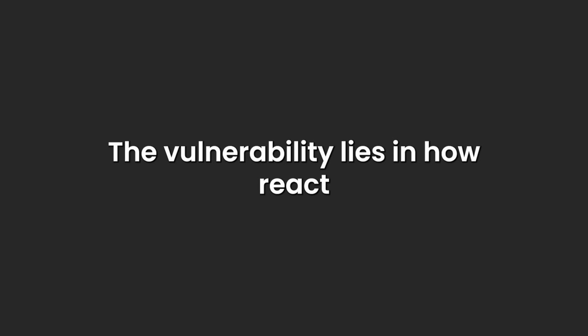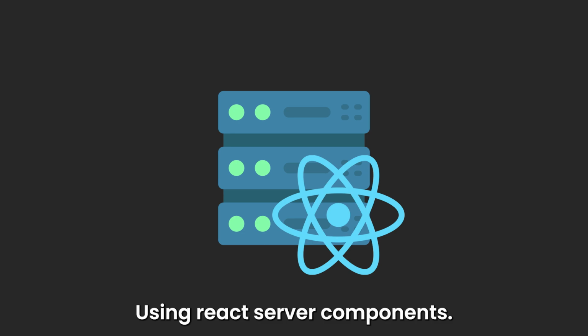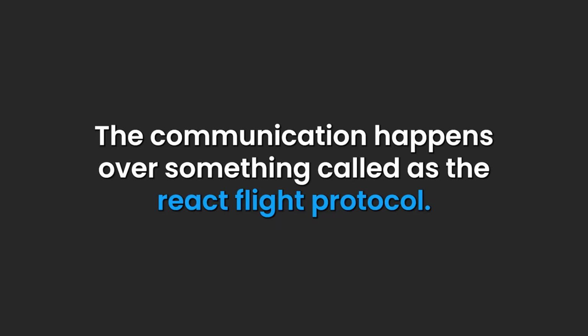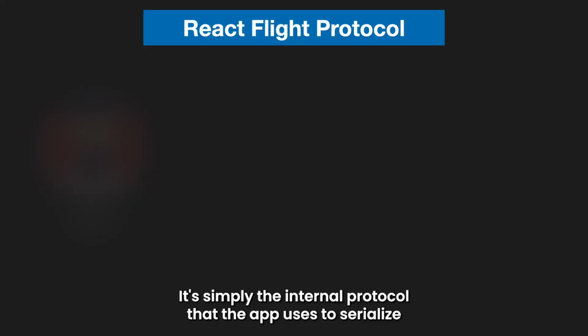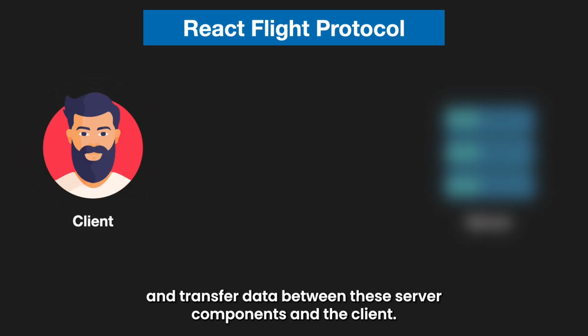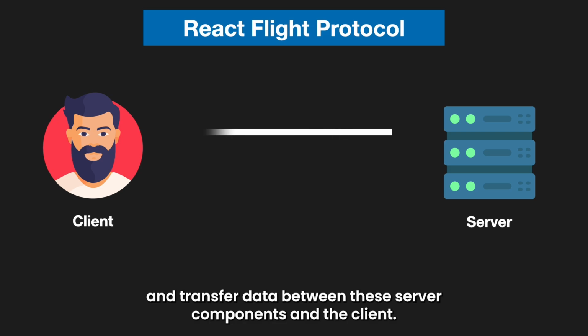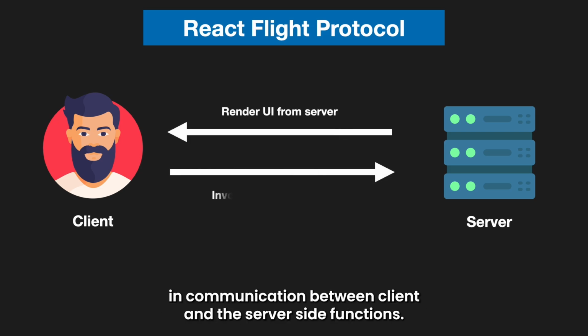So, how does this vulnerability work? The vulnerability lies in how React handles communication between the server and the client using React Server Components. The communication happens over something called the React Flight Protocol. Don't worry if you are hearing Flight Protocol for the first time. It's simply the internal protocol that React uses to serialize and transfer data between the server components and the client. In short, this Flight Protocol is basically used in communication between the client and the server-side functions.